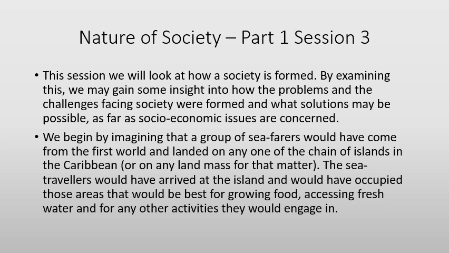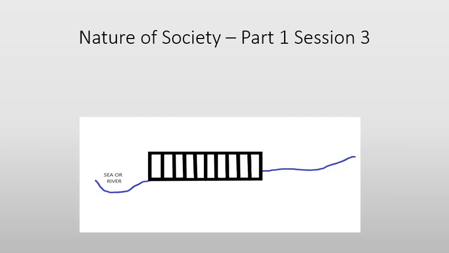We begin by imagining that a group of seafarers would have come from the first world and landed on any one of the chain of islands in the Caribbean, or on any landmass for that matter. The sea travelers would have arrived at the island and would have occupied those areas that would be best for growing food, accessing fresh water, and for any other activities they were engaged in.